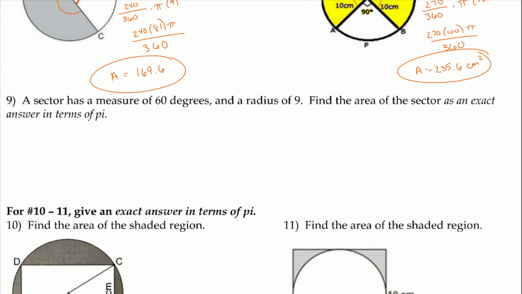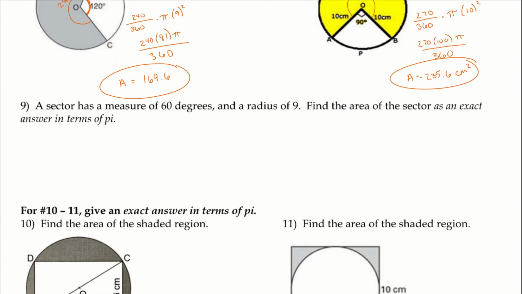So a sector has a measure of 60 degrees and a radius of 9. Find the area of the sector as an exact answer in terms of pi. So since we want to figure out an exact answer, we're going to go ahead and leave things in terms of pi, where we really don't need to use our calculator too much. We want to simplify our fractions. We can use the calculator, but we definitely don't need it for the pi and finding a decimal answer for our final answer.